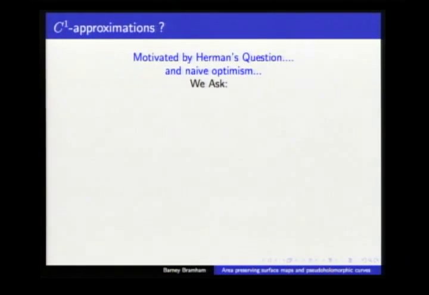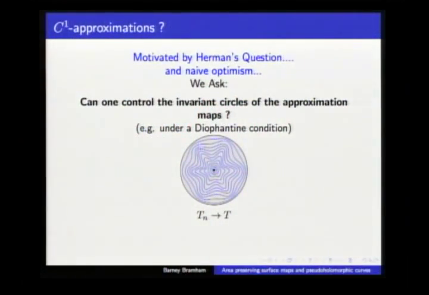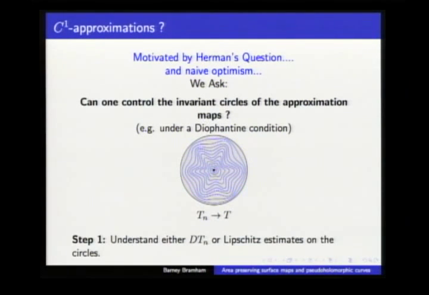So motivated by this question, a natural question to ask is the following: if you always have this, can you somehow control the invariant circles that exist for the approximating maps and preserve them in the limit? So under, for example, a Diophantine condition, or a Diophantine condition plus the condition that your limiting system is close to a rotation or something like this. So that's a natural question to ask. And of course, the first thing you'd have to do is go well beyond the C0 level here.